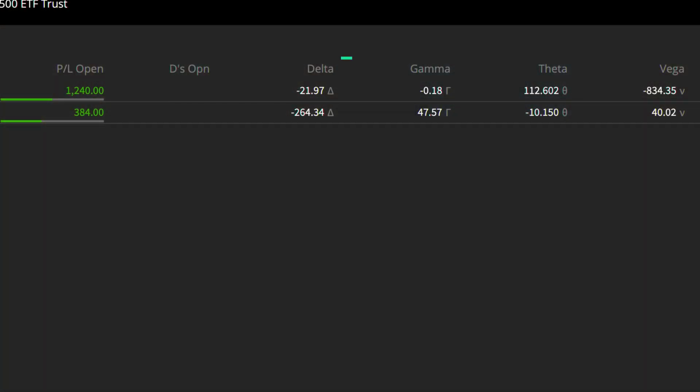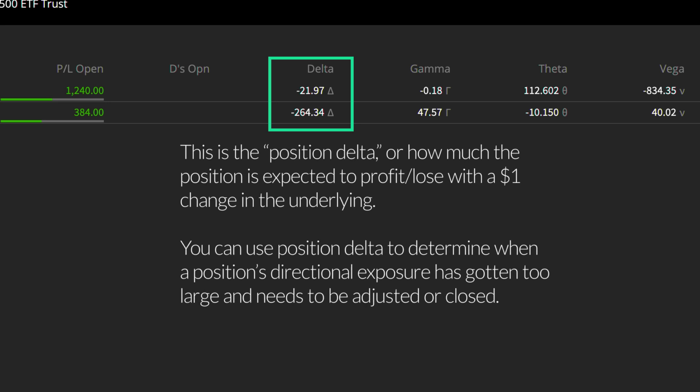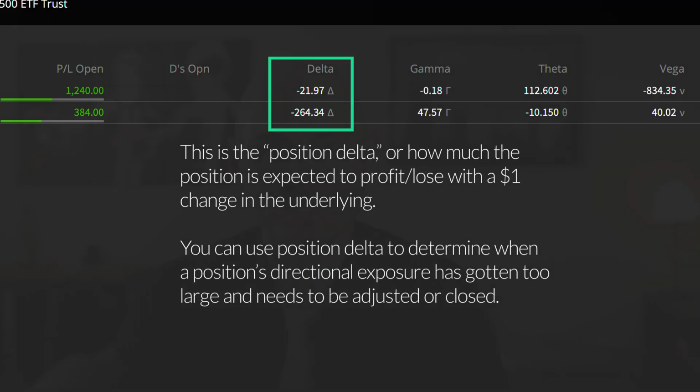In the second approach of watching your overall position's delta exposure, you'll be focused on the portfolio tab, and you'll be looking at the delta value that is listed on the portfolio tab, since that delta value is going to give you your position's overall delta exposure or expected profit and loss with a change in the stock price.